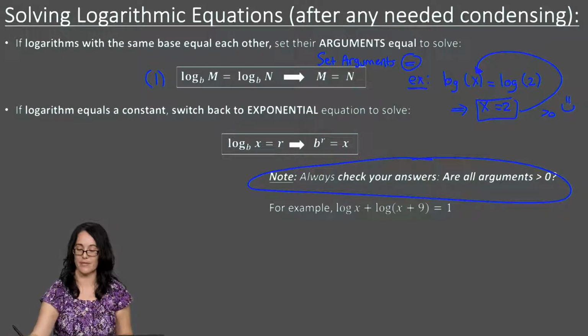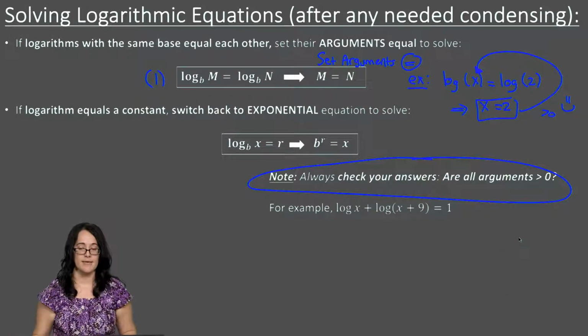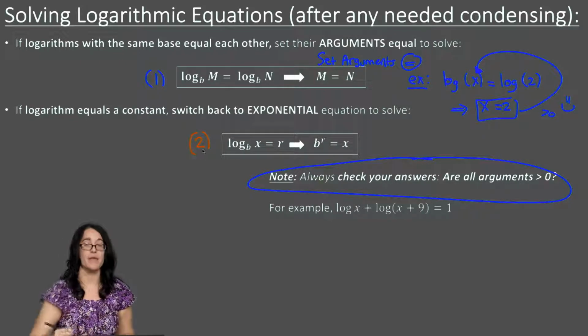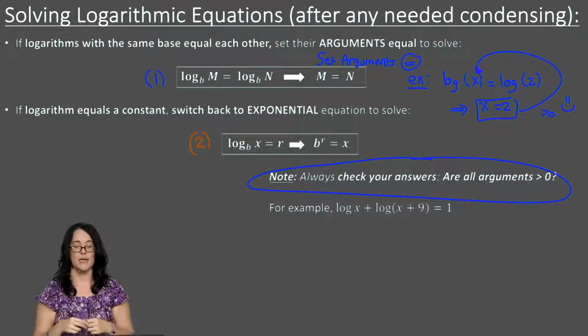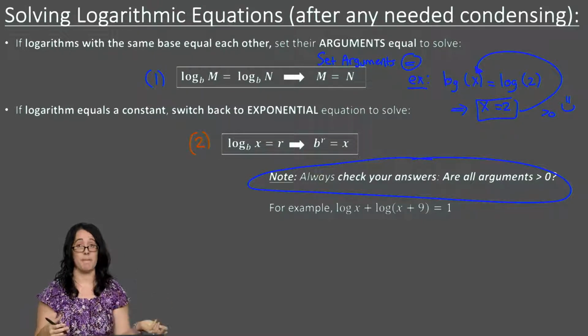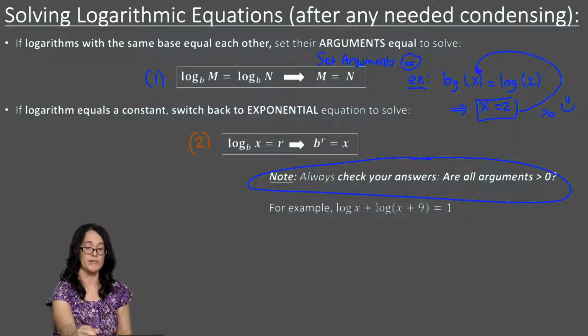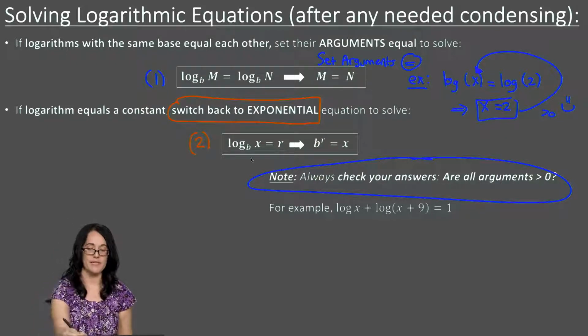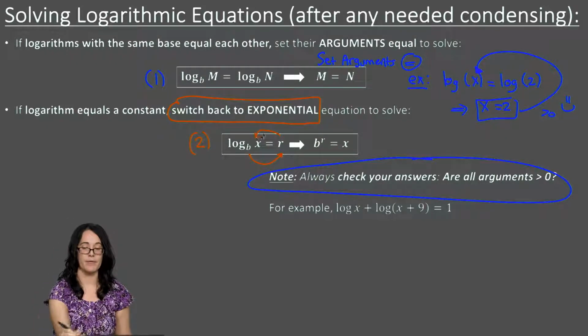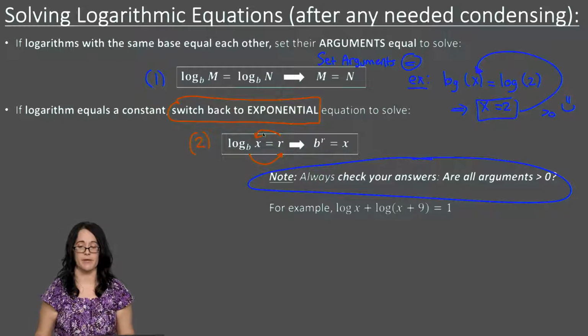Let's see what the second type of situation will be. The second type of situation would involve if instead of a logarithm equals another logarithm with the same base, what if we have a log equals some number? Well, that's when we're going to simply switch back to exponential form and then solve from there. So here in this case, we take our base to that power and notice that it has to equal that argument. So b to the r equals x for log base b of x equals r.